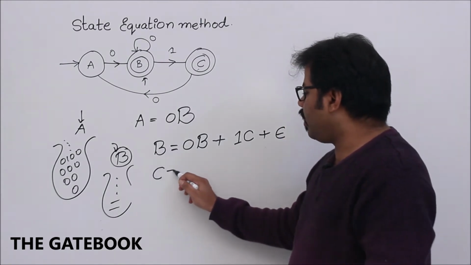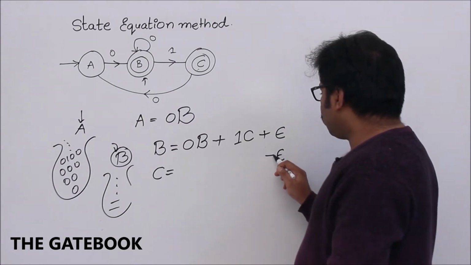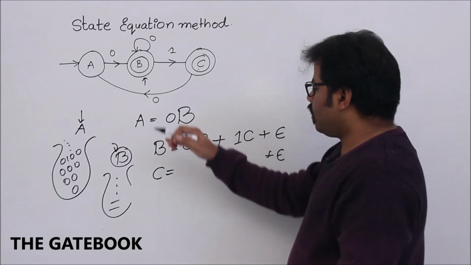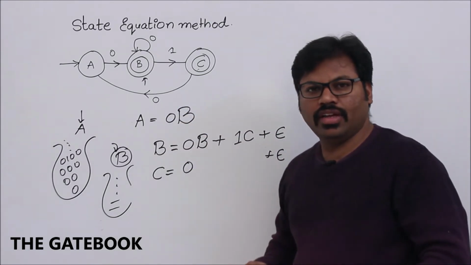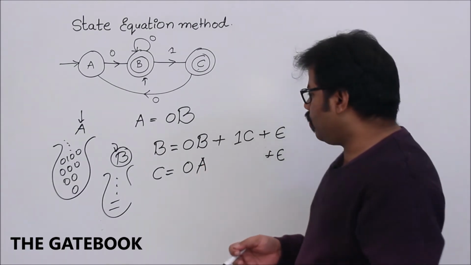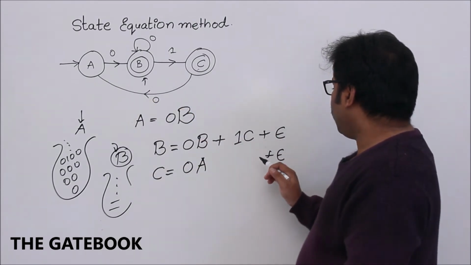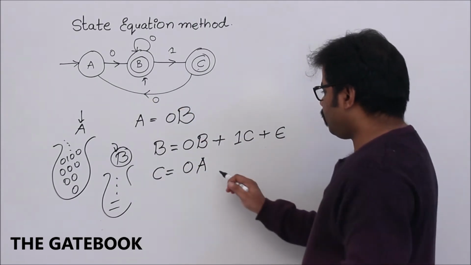Now similarly let me write for C. You are here, then epsilon, because on epsilon you will be in final, or you take 0, because of that you will go to A. Then take one of the strings in A which will definitely eventually lead you to final, or anything else. That's it. So 0A plus epsilon, let me write it.